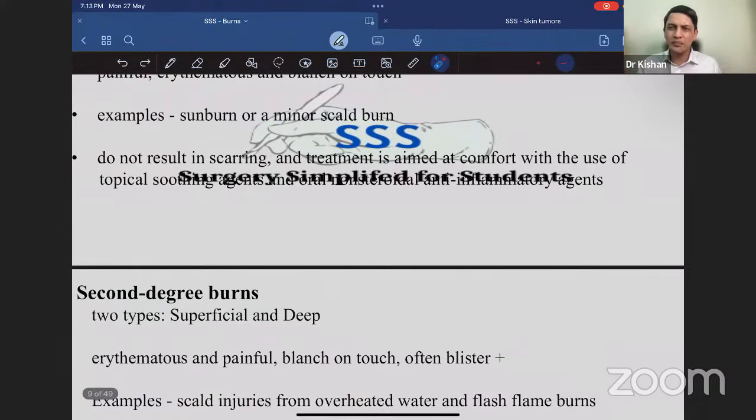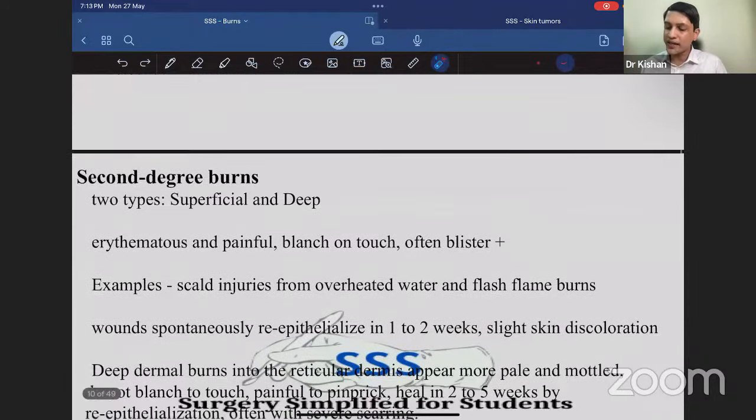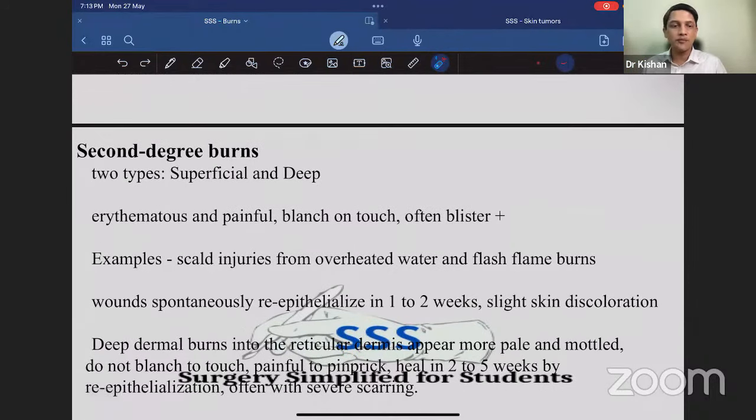And you can give a very minimal paracetamol or any anti-inflammatory drug so that it doesn't progress or doesn't cause any pain to the patient. Coming to second degree burns. In second degree, which you already mentioned in your answers, it can be further divided into two types. One is superficial, second is deep.